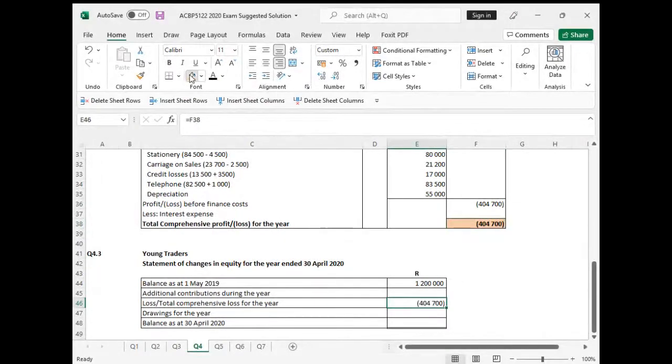Now this value here is what you transfer to your statement of changes in equity. Okay, make sure that you take whatever you've calculated, you get a method mark for this. Okay, so it needs to agree. Then the drawings information, based on the additional information they've given us, the drawings amount was 215,000, so we would capture that in here. Now remember, drawings reduces your capital balance, so you show it as a negative. There was no additional capital contributions during the year. And then if you add all of that together, your closing balance is 580,300. And that is how you're supposed to do the disclosure in terms of question 4.